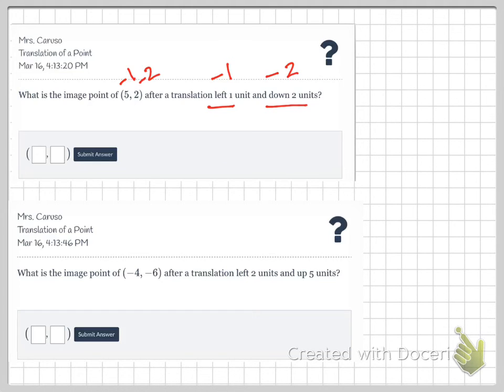So we have a 5 and a negative 1, that's 4. Get those sign rules, guys. 2 and a negative 2 is 0. So that'd be 4, 0. All right, let's take a look.